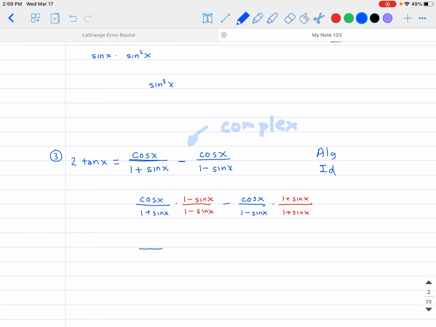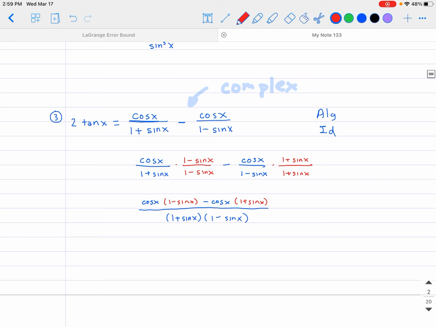We're going to get a really big fraction over here. The bottom is going to be 1 plus sine of x multiplied by 1 minus sine of x. The numerator is going to be all these guys over here. So we have cosine of x multiplied by 1 minus sine of x, and then minus cosine of x multiplied by 1 plus sine of x. Keep cleaning it up as much as you can.